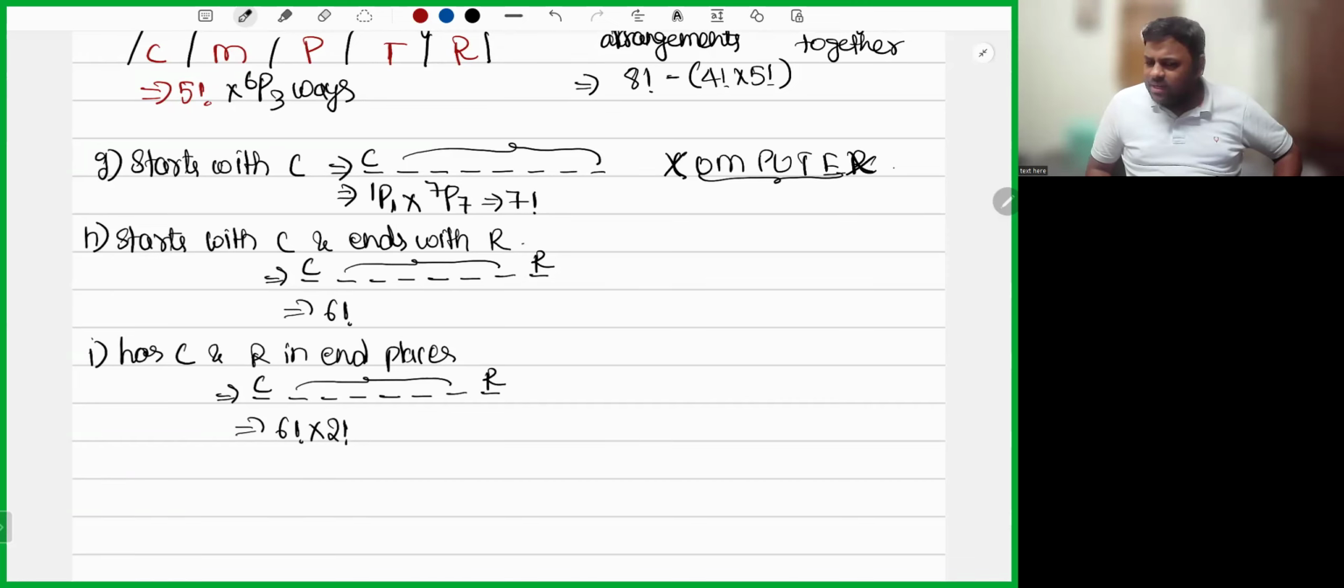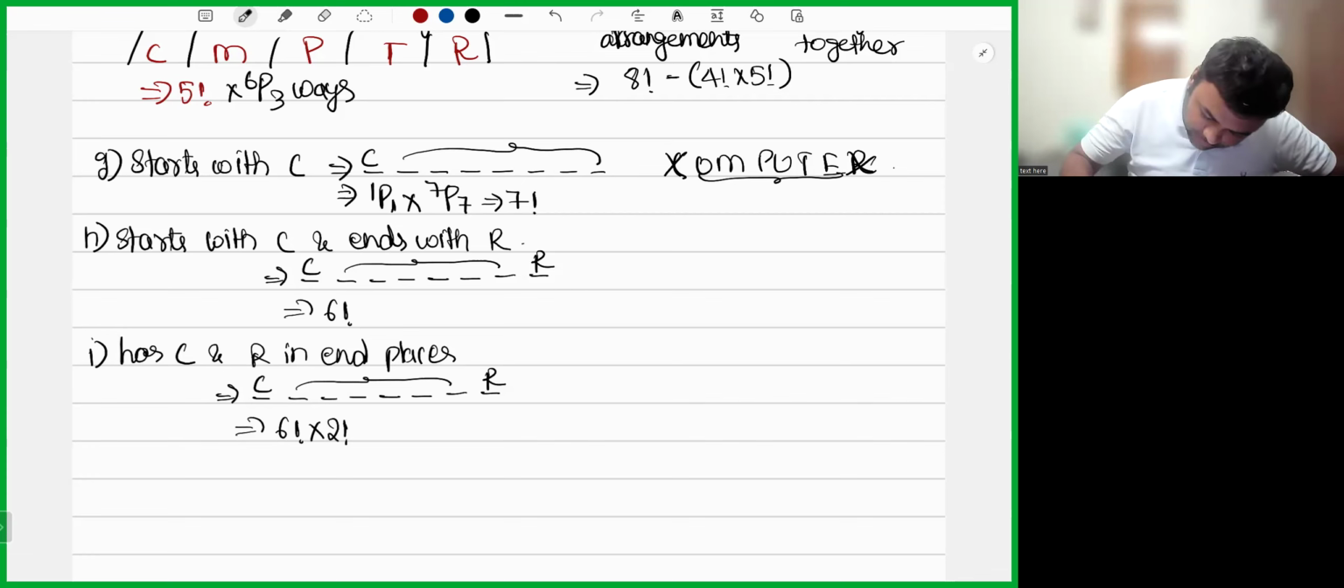So 5, like this, is telling C and R in end places. Means either it can start with C and end with R, or it can start with R and end with C. Any possibility is fine. There is no issue. Okay. So I hope all these possibilities are clear.